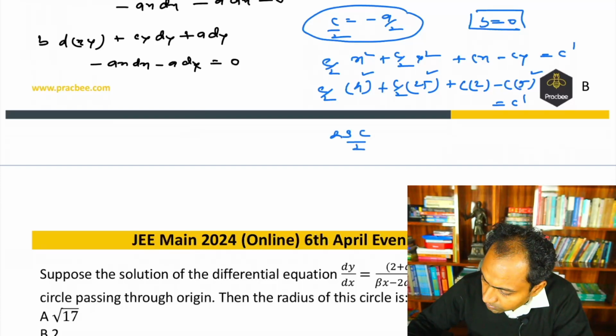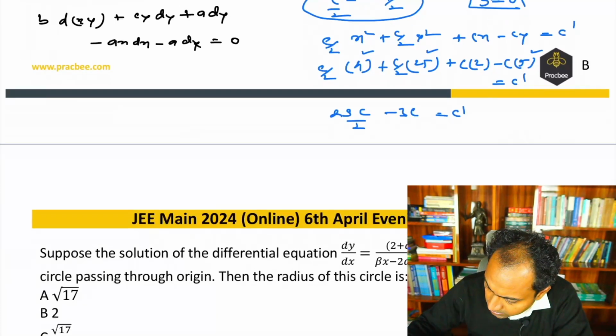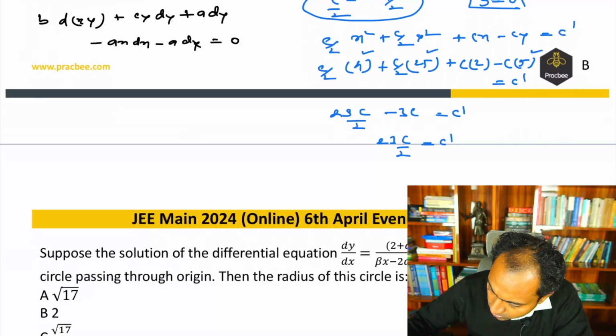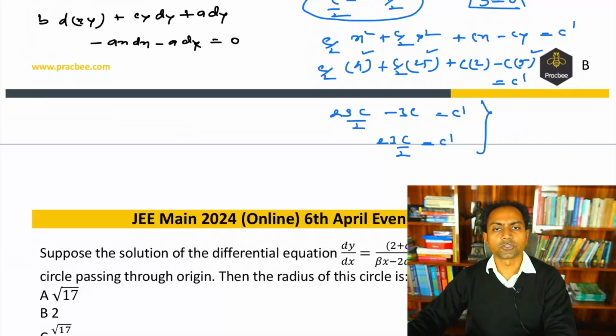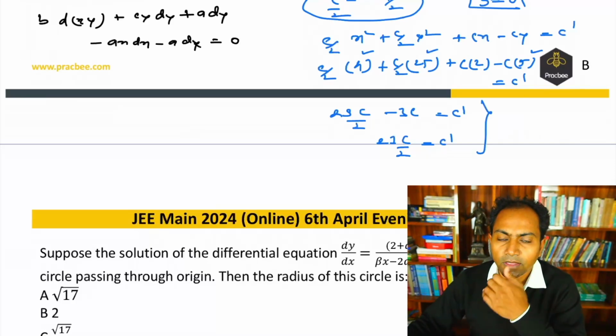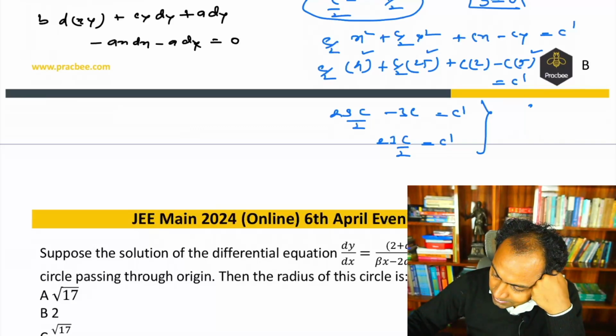If I simplify this, on the left hand side, what we have got is nothing but, this is 29 c by 2. This will become minus 3c is equal to c dash. So if I simplify, this comes out to be 23c by 2 will be equal to c dash. So now the answer will depend on the ratio of c and c dash ultimately. So if I take some value of c, let us say that c is equal to 2. Correspondingly, c dash will become 23.